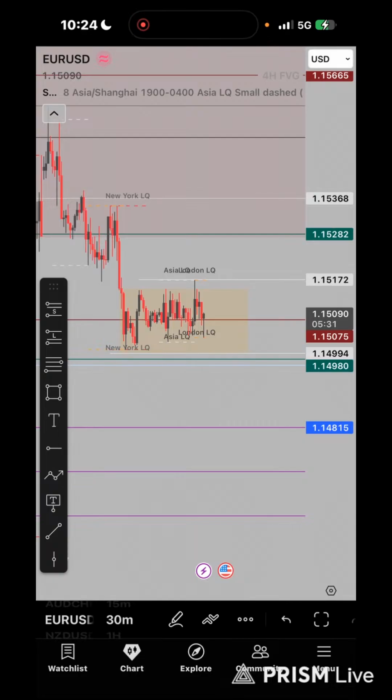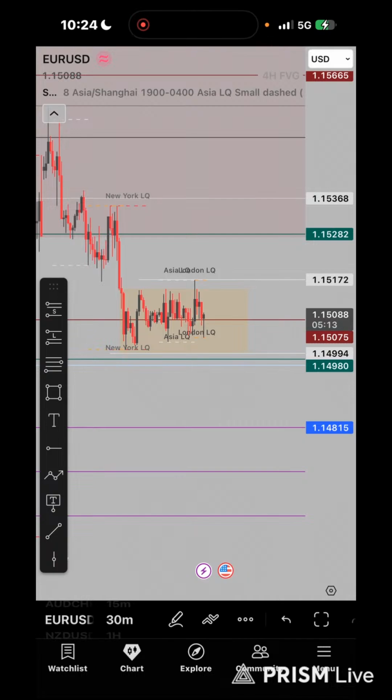Now if you look at our bias, we're bullish on the dollar. So we'd actually expect the lows to get taken first. When the lows get taken, expect to move to the upside. You wouldn't always expect to move in the opposite direction of where you're trying to go. And then we could potentially see price displace downwards.